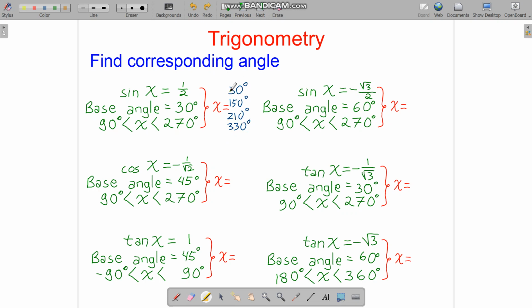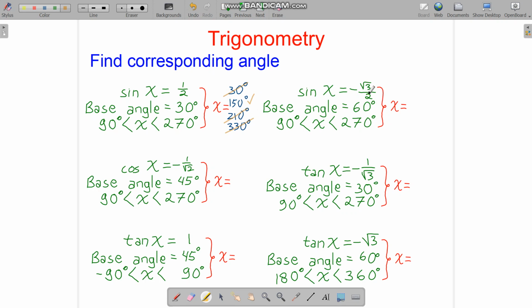What do you get? Sine 30 degrees, what do you get? Sine 150, what do you get? Sine 210, sine 330. If you use your calculator, you will get negative, negative. So that's why we reject this. It's impossible, because we are looking for sine something equals positive 1 over 2. So the angle must be either 30 or 150. Now look at the domain from 90 to 270. Of course, 30 is not in the domain. So therefore, we have only one answer, 150 degrees.